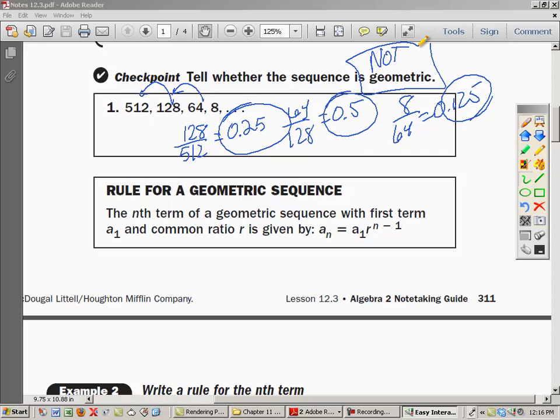All right, so the general rule for a geometric sequence says the nth term of a geometric sequence with the first term a sub 1, we talked about this being the first term, and now the common ratio is r. Last time it was the common difference, which was d. Now we're talking about the common ratio r. It becomes a sub n equals a sub 1 times r to the n minus 1.